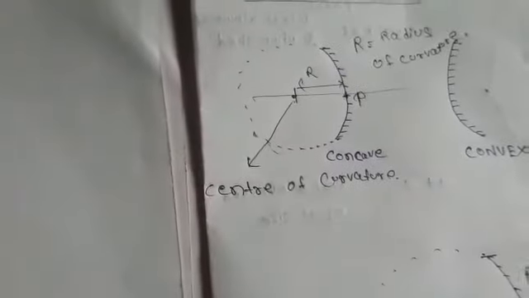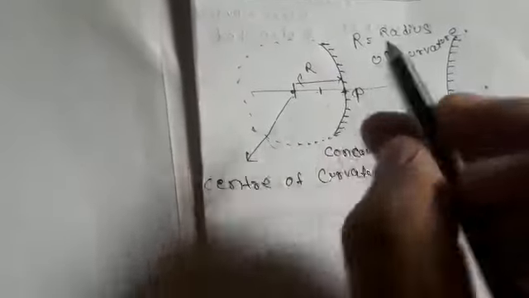The distance from the center of curvature to the pole is called the radius of curvature. This distance is called the radius of curvature. What is R? R is the radius of curvature. Clear?